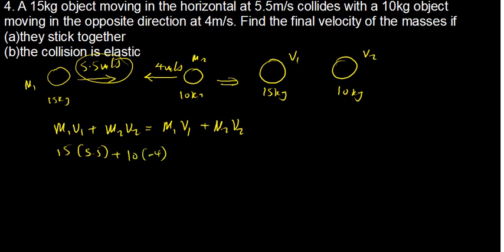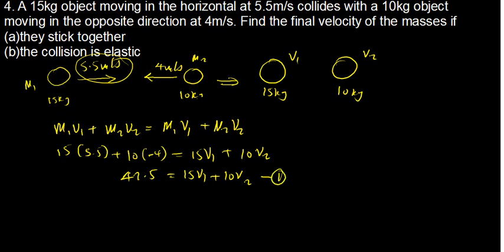It's moving in the opposite direction. That should be equal to m1, which is still 15. We don't know v1. And then plus m2, which is 10. We don't know the velocity at which it will move. So 15 times 5.5, and then plus 10 times -4. That should give us 42.5, and that should be equal to 15 v1 plus 10 v2. Okay, so let's call this equation 1.